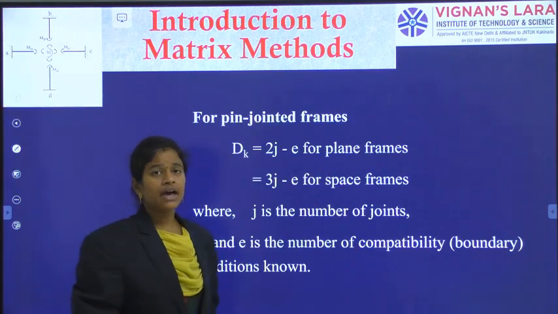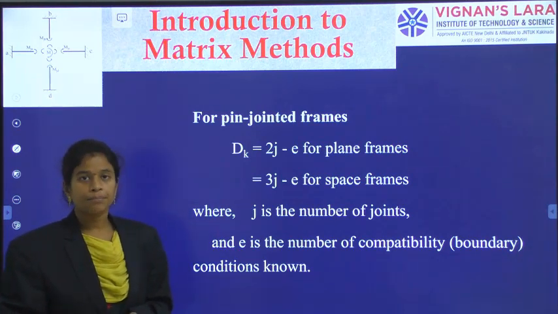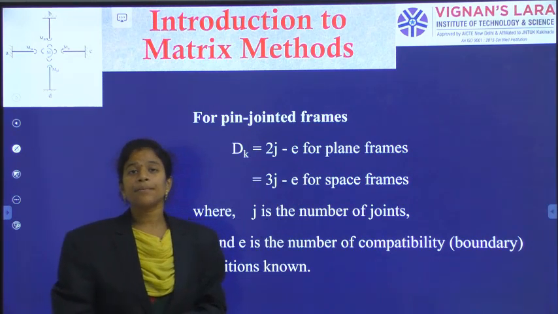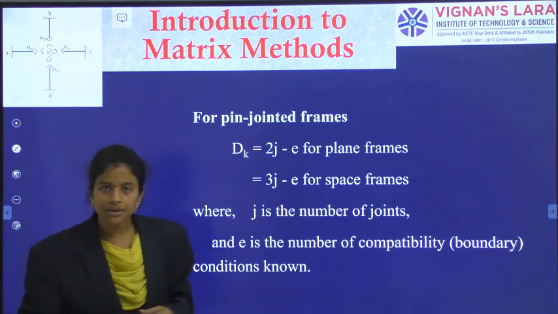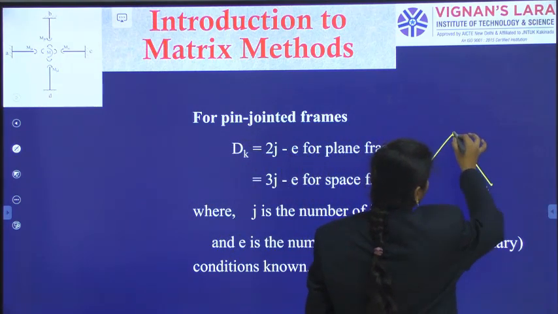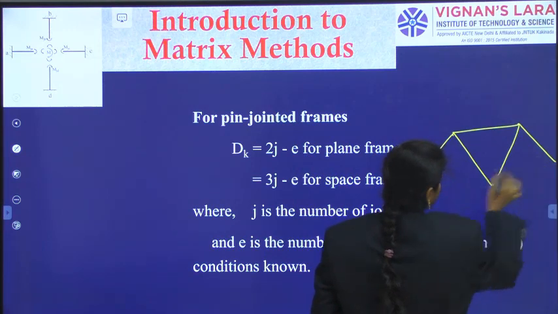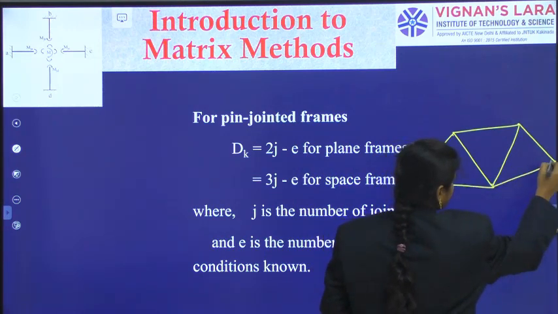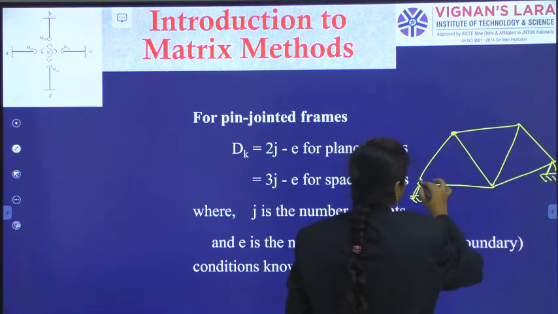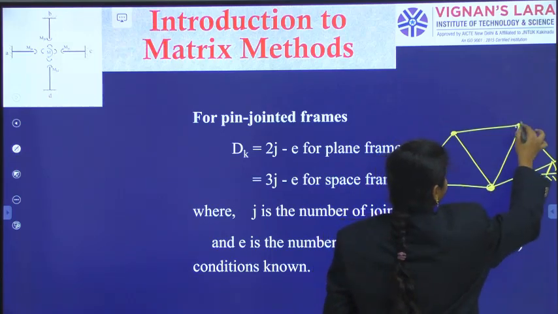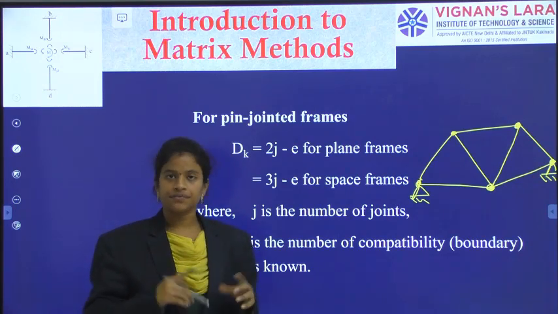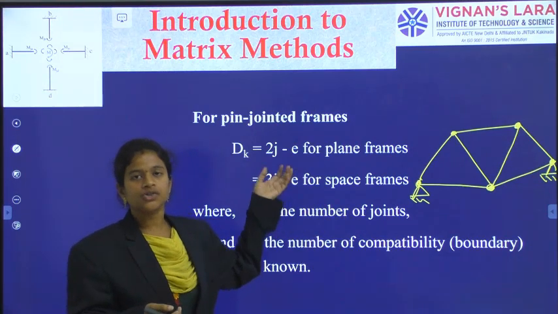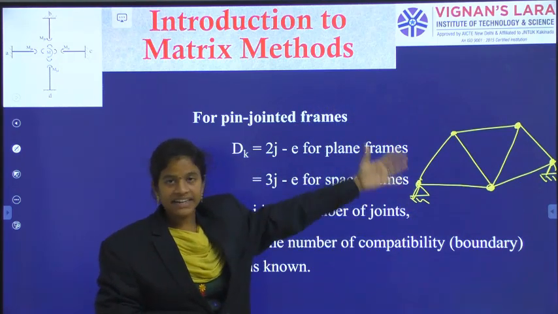The next thing, for the pin jointed framed structures, when it is a plane frame or when it is a space frame. Pin jointed means truss like. Pin jointed frame is what? It is a truss. Pin jointed frame, when it is plane, it is only in 2D.